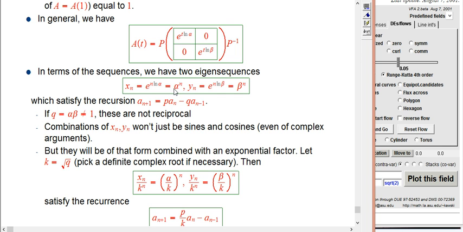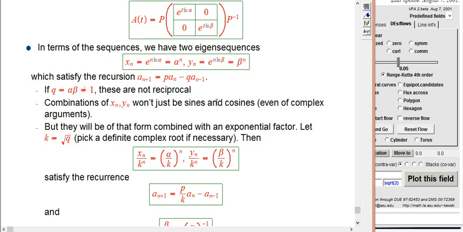Okay, and then what we've been doing is we've been seeing that we take combinations of alpha to the n and beta to the n. We subtract or we add and then we scale. And the thing is, if q is not equal to 1, those aren't reciprocals of each other. And we've seen that those combinations, like pluses and minuses, whatever, they won't just be sines and cosines. And even if we're clever and put in complex arguments, it's just not going to happen. But here's what we really get in the very general case. You're going to have sines and cosines combined with an exponential. And it's all about the twisting. Okay, so what we're going to do is we're going to twist it, and then we're going to twist it back.